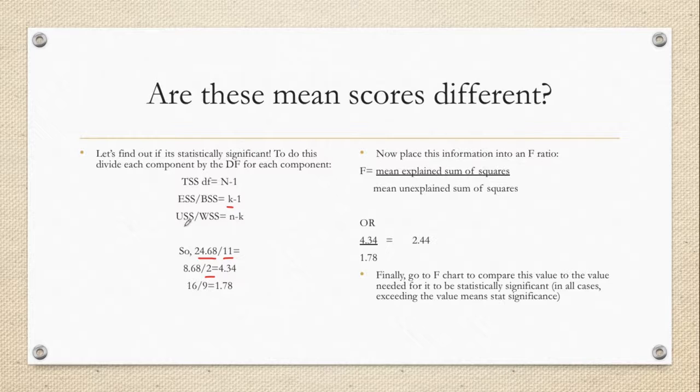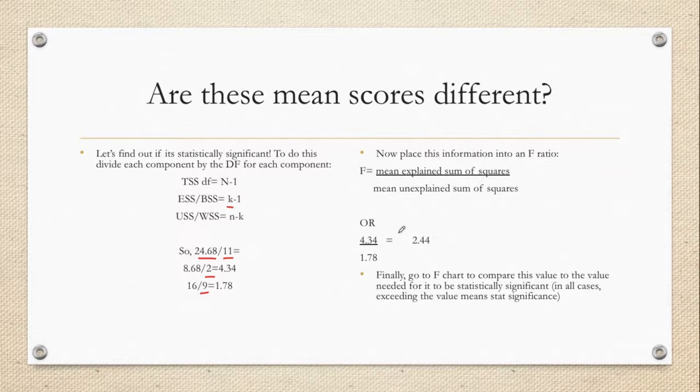For the unexplained sum of squares, or within sum of squares, the degrees of freedom is determined by n minus k, and n is the number of observations, 12, minus k, which is 3, which gives you 9. So you're taking each component part. This was the total sum of squares. That was the explained sum of squares and the unexplained sum of squares, dividing them by their degrees of freedom to provide you these nice simple little numbers.